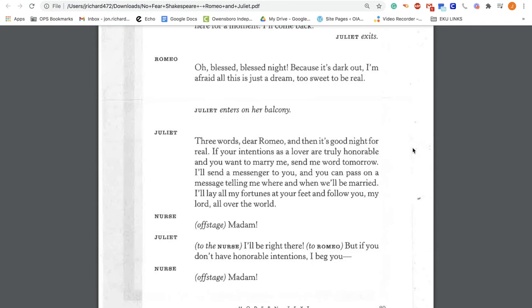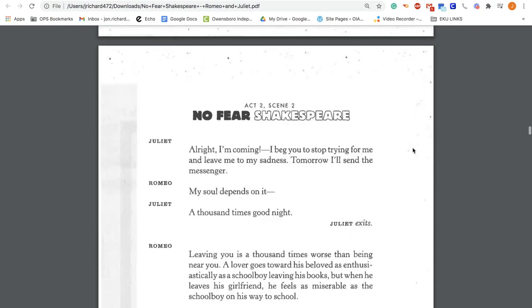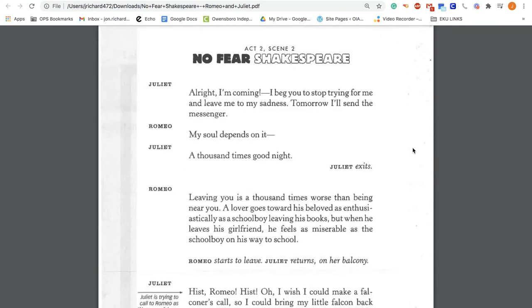The nurse, offstage: Madame. Juliet: I'll be right there. To Romeo: But if you don't have honorable intentions, I beg you. Madame. All right, I'm coming. I beg you to stop trying for me and leave me to my sadness.